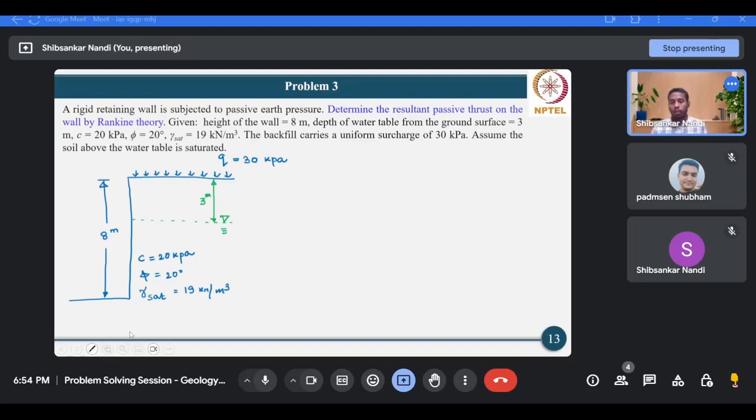So it's not that complicated. First we'll calculate the Kp value. Let me write down the variation of Qp with z, where z is measured from the top surface. It will be U plus gamma z Qp.